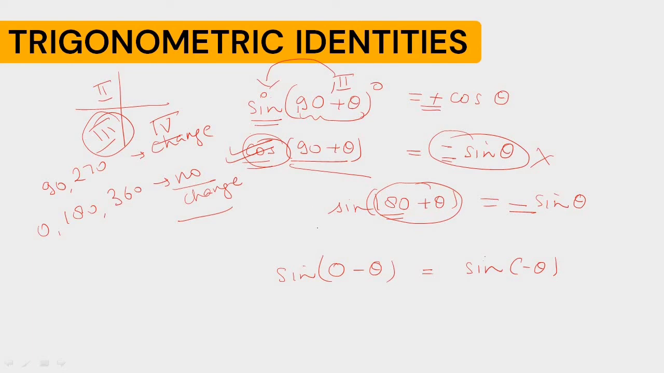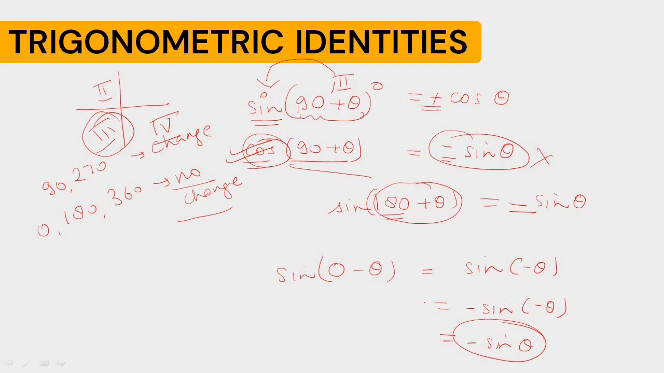So the value of sine in the fourth quadrant is negative. So it will come minus sine minus theta, or we can write simply as minus sine theta. Okay, 0 minus theta is minus sine theta. So these were the basic trigonometrical identities.